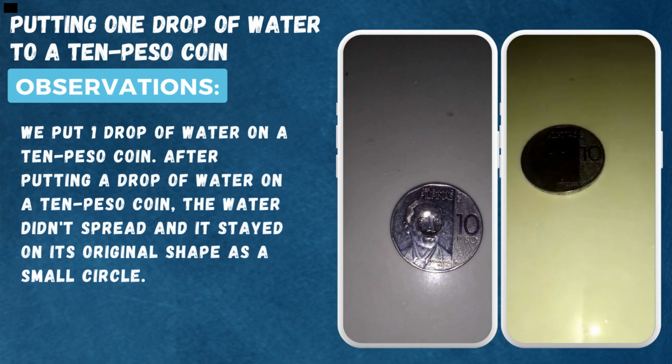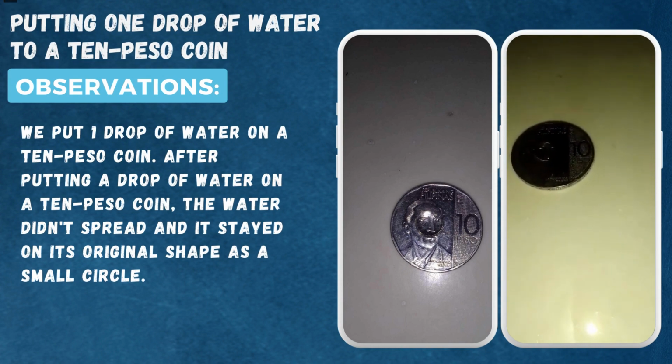We put 1 drop of water on a 10 peso coin. After putting a drop of water on a 10 peso coin, the water didn't spread and it stays on its original shape as a small circle.